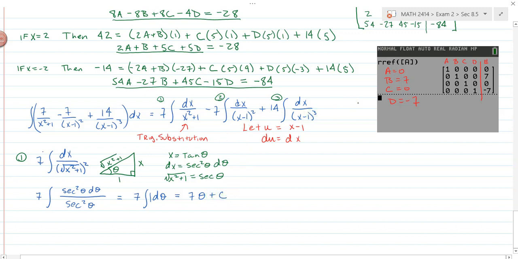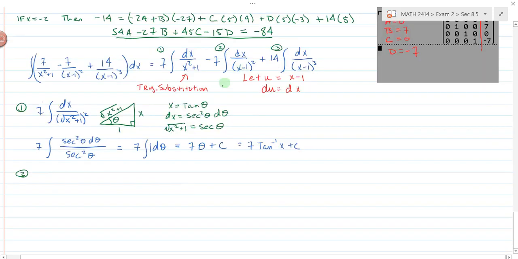Y'all okay with that? How do I figure out what theta is when I look at my triangle? I solve this equation for theta. So to get theta by itself, I'm going to take tan inverse of both sides of this, and I get that this is equal to 7 times tan inverse x.